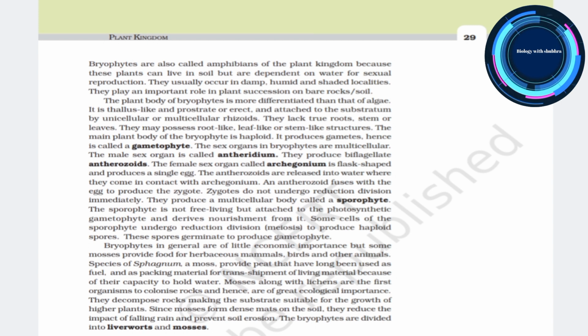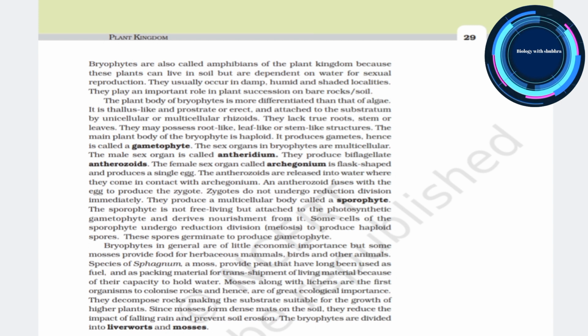Some mosses form dense mats on soil. They reduce impact of falling rain and prevent soil erosion. The bryophytes are divided into two types, that is liverworts and mosses. Here we read only two types of bryophytes, that is liverworts and mosses, and the economic importance of bryophytes is given here. So mainly the economic importance of mosses is given here.